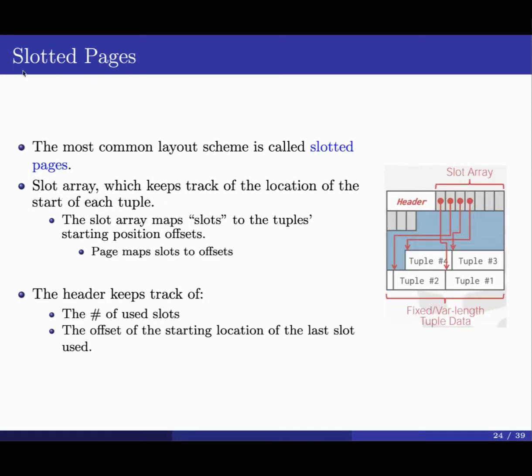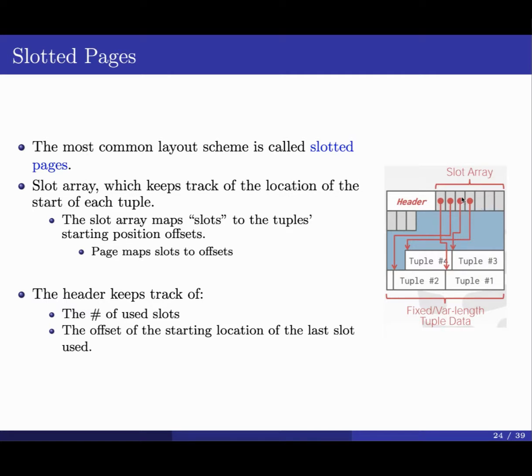The second one is what most database systems do. We call this one slotted pages. You see that I'm adding more details, so this one can handle fixed or variable length tuple data. It's the same structure: we have a page, and this page has a header, and inside the header there is some metadata. Maybe it keeps, for example, the number of used slots, or the offset for the starting location of the last slot used.